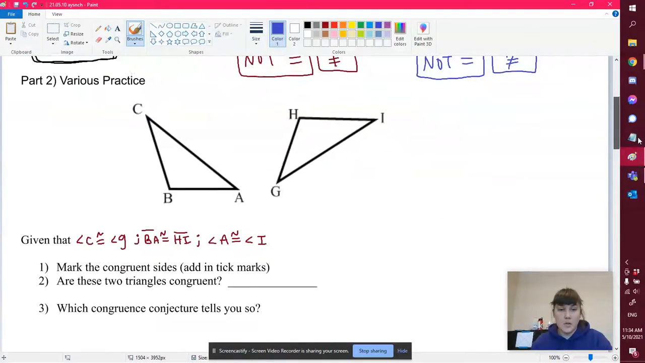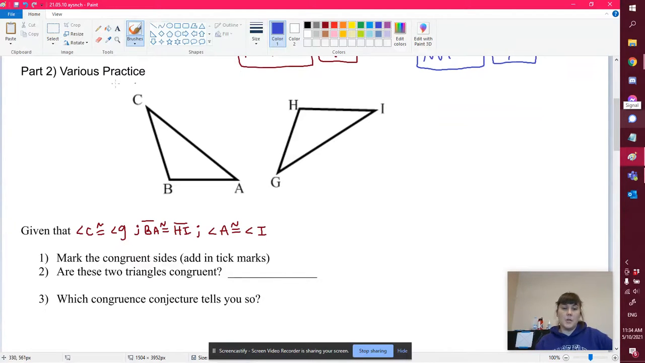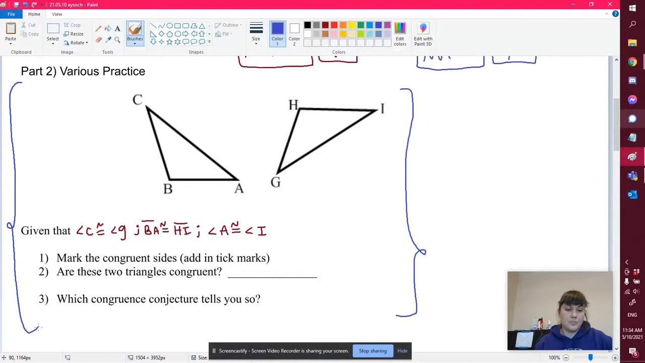And then on the second part, we're going to do something like this. I'll do this entire one with you, and then the givens are slightly different on your version. Given that angle C is congruent to angle G, that line segment BA is congruent to line segment HI, and that angle A is congruent to angle I. Mark the congruent sides. So I'm going to mark this one as one arc, this one as a tick mark, and this one with 2 arcs. Went ahead and marked them. Are these 2 triangles congruent?